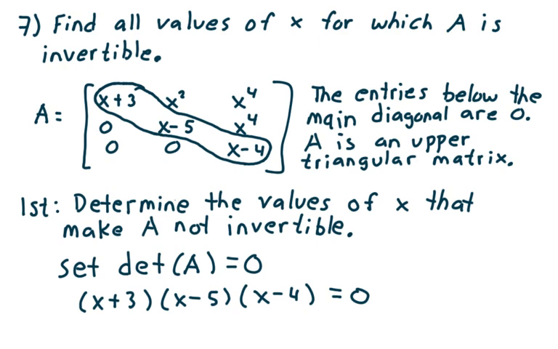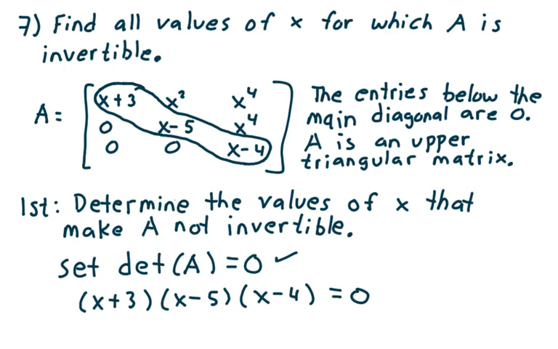So remember, a square matrix is either going to be invertible or it's not. So this is what I want to do. I want to determine the values of x that make A not invertible. To do that, I'm going to set the determinant of A equal to 0. Now, remember, A is an upper triangular matrix, so the determinant of A ends up being the product of the entries along the main diagonal. So in other words, the determinant of A is x plus 3 times x minus 5 times x minus 4.